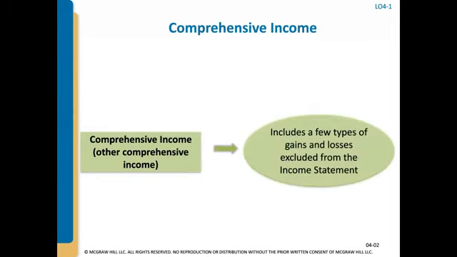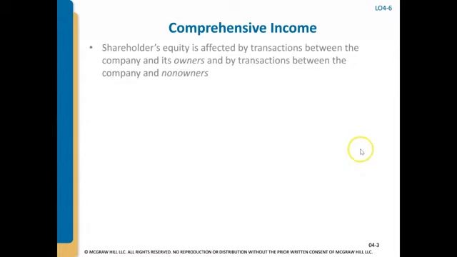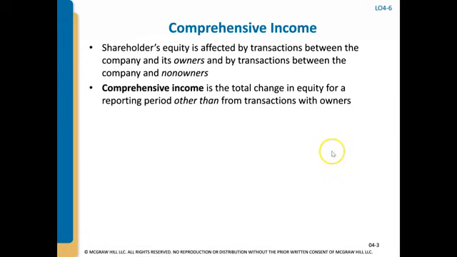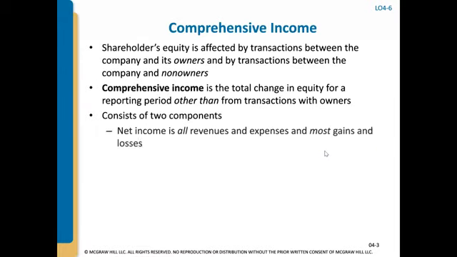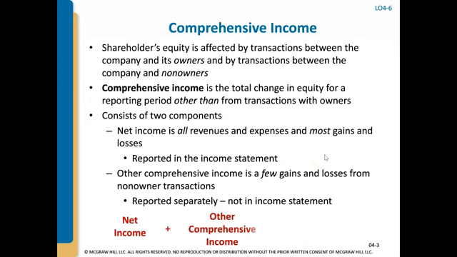Comprehensive income includes gains and losses. However, they are not included in the income statement. It is part of shareholders' equity, just like net income is. However, comprehensive income consists of transactions between the company and non-owners.